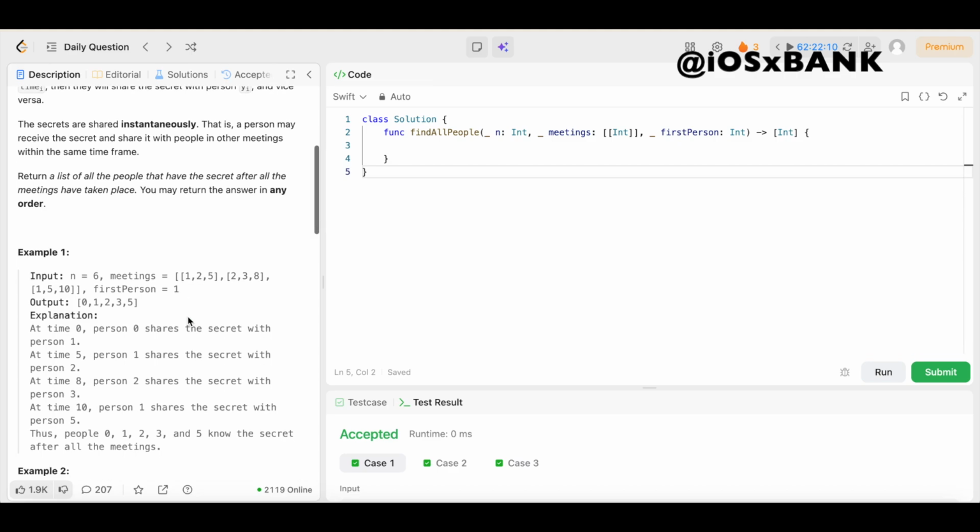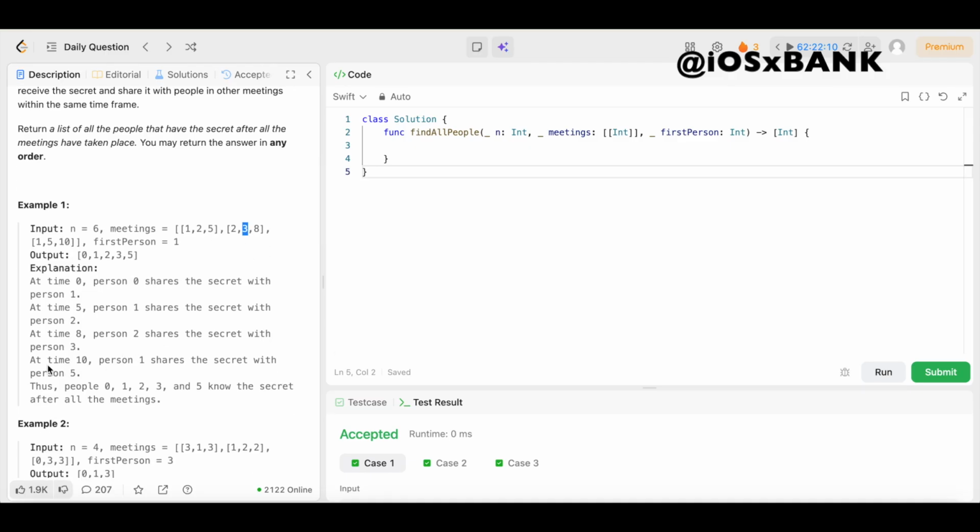Now 2 knows the secret and 2 has a meeting with 3 at 8. So it says at 8, person 2 shares the secret with person 3. Once again, right here, person 2 and 3 have a meeting at 8, and that's when person 2 is able to share the secret with person 3. So now person 3 has the secret.